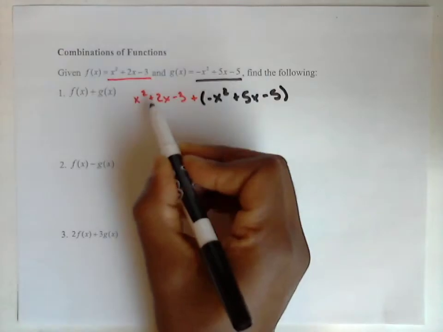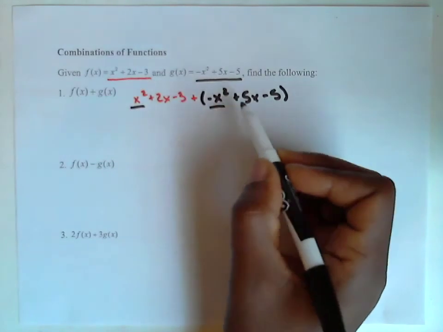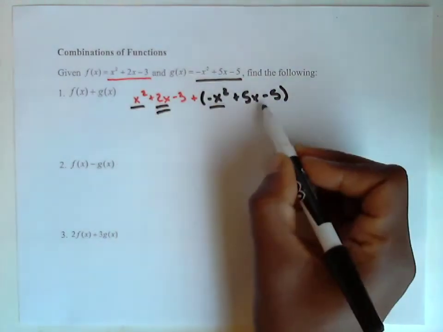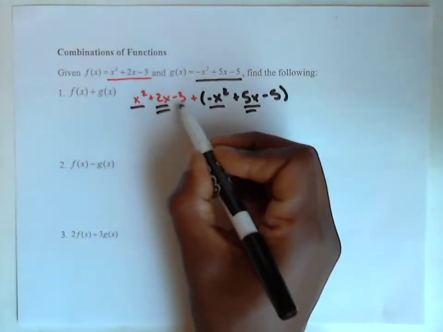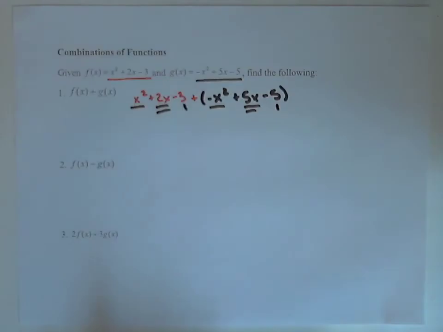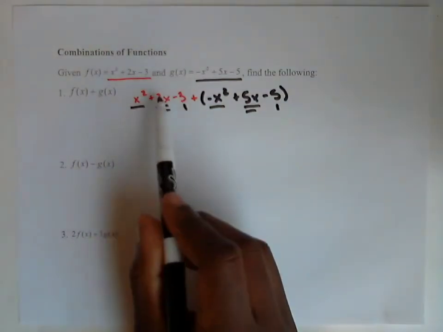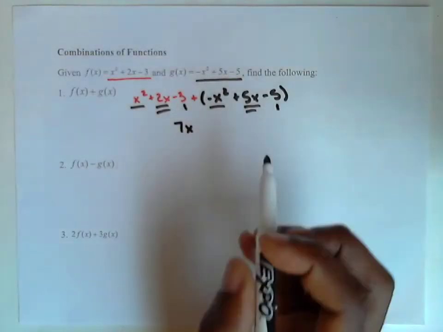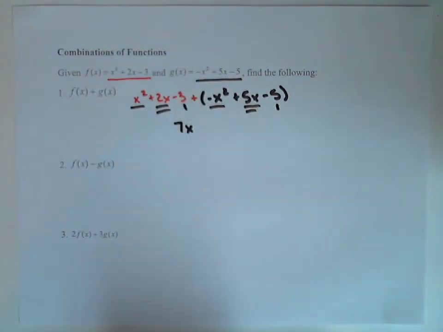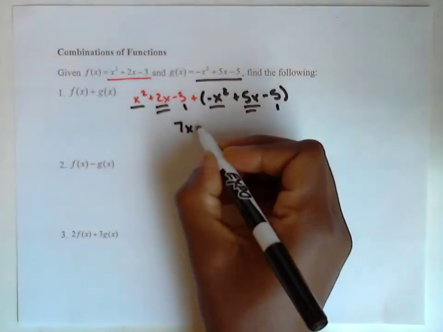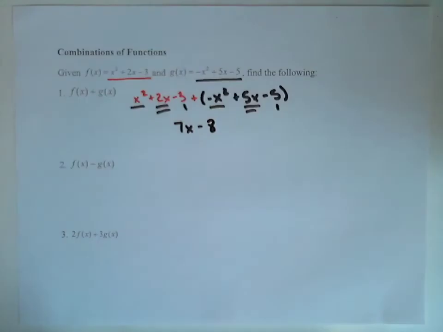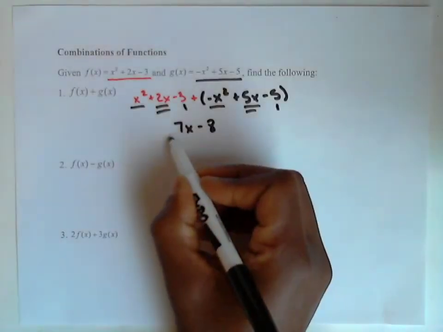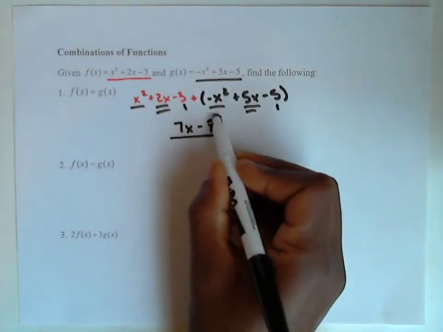I've got like terms of my x squareds, I've got some x values, and I've got constants. When I combine the x squareds, I get 0x squared. When I have 2x plus 5x, I get 7x. And I have negative 3 and negative 5, which gives me minus 8. So f of x plus g of x equals 7x minus 8.